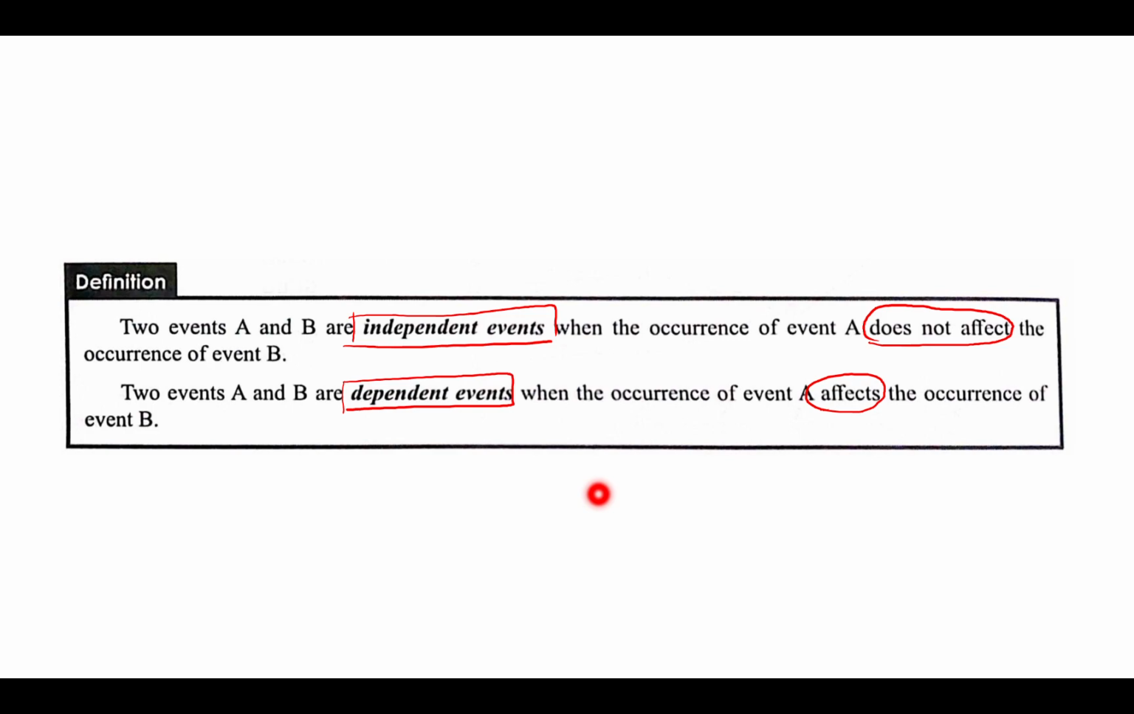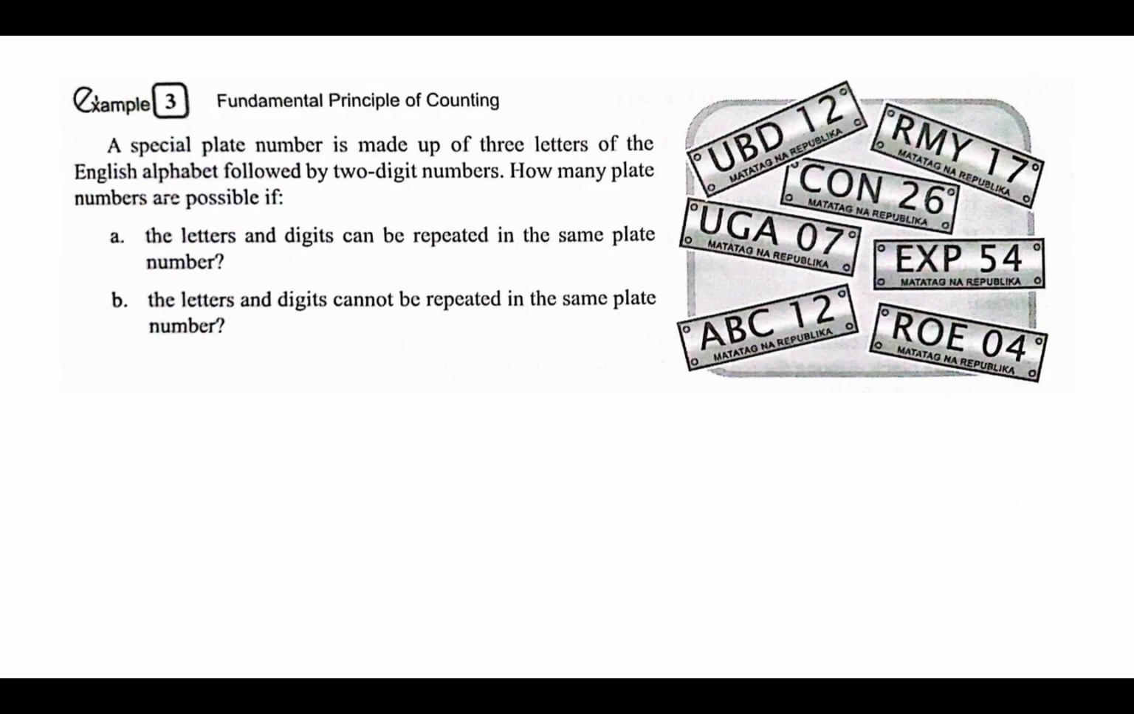Okay, so let's proceed with the next example. A special plate number is made up of 3 letters of the English alphabet followed by 2 digits. How many plate numbers are possible if A: the letters and digits can be repeated in the same plate number, and B: the letters and digits cannot be repeated in the same plate number.